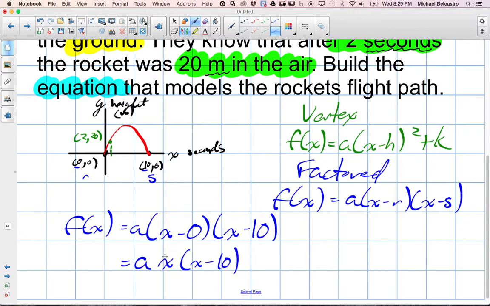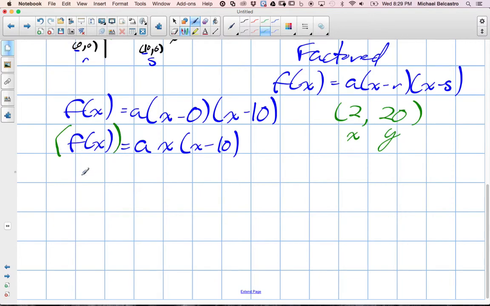That might look a little confusing to you. I'm going to work with it anyways, but if it was confusing, you could have just left it in brackets and worked with it that way. Now, the other important piece of information they gave us was (2, 20), and that'll help us solve for a. We know that one of the other x values was 2, and the y value associated with that was 20. So we can replace our f(x) with 20, equal to a, which is our unknown, times our other x, which was 2, and then minus 10.